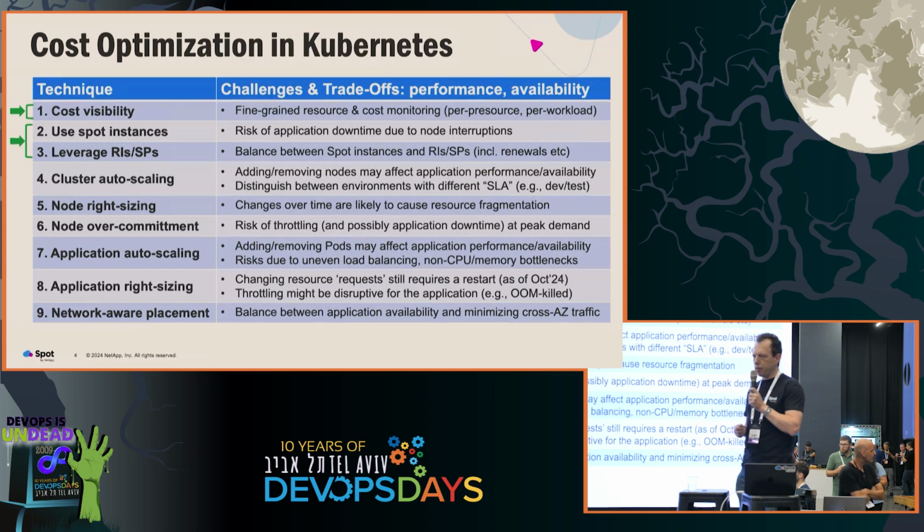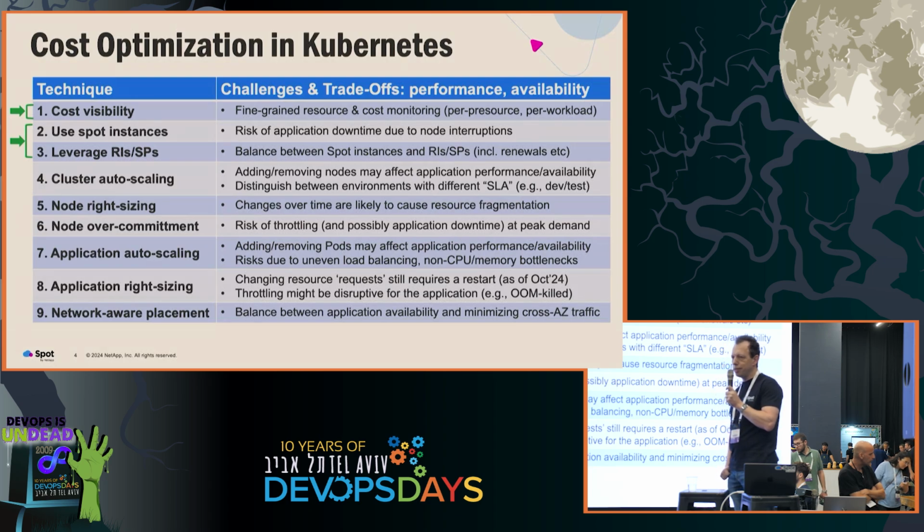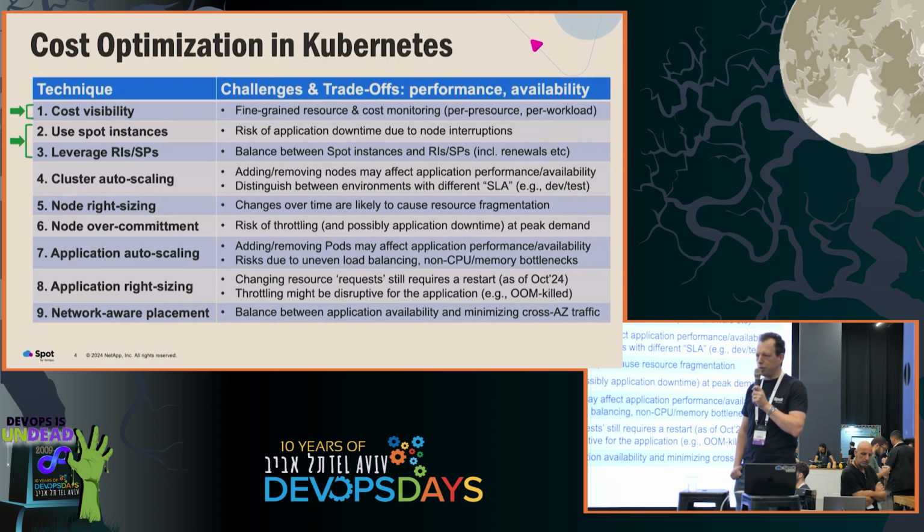Another aspect is volume discounts. Reserved instances and savings plans are mechanisms that the cloud providers offer so that you can pay less for the same capacity that you're using, without any changes to your application.